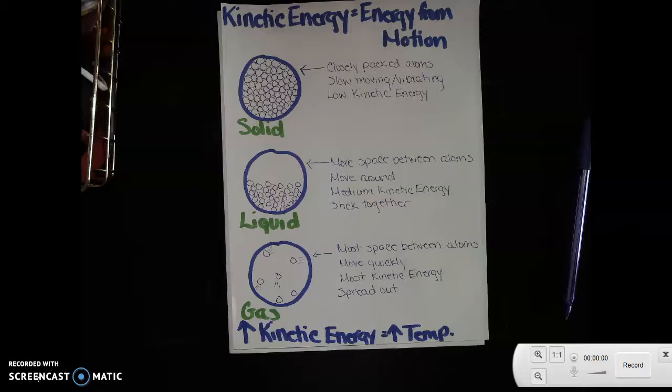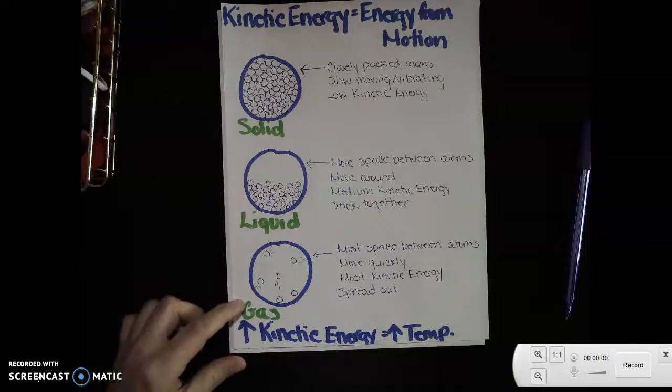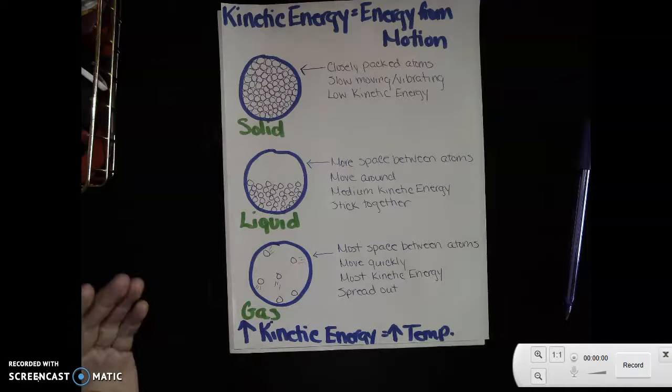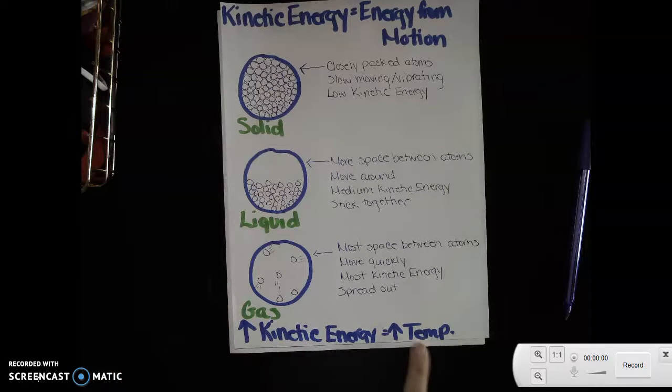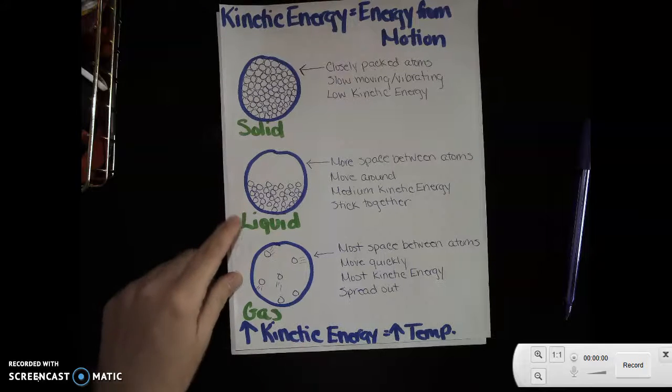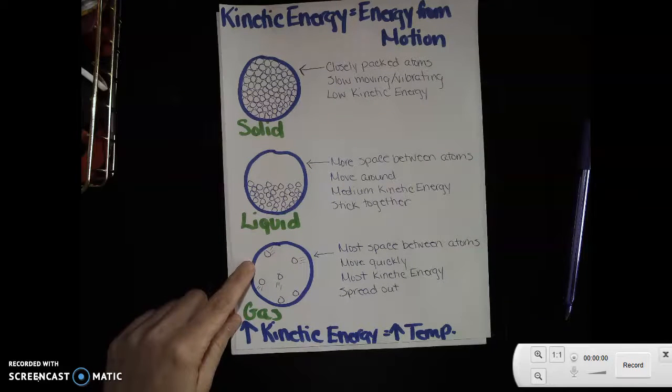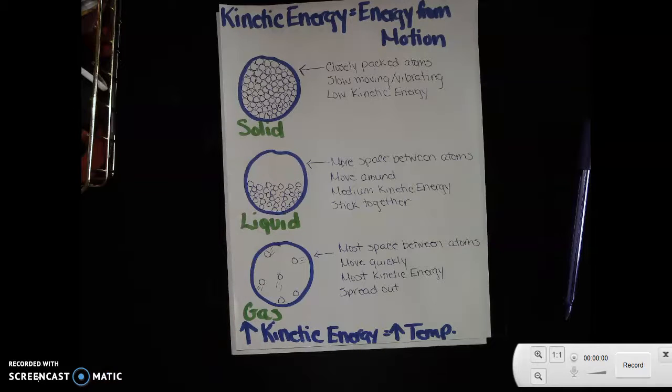The last part of this is that the more kinetic energy something has, the higher the temperature. If you've ever boiled a pot of water, you could put cold water into that pot. As it heats up, it goes from a liquid to a gas. The reason that happens is that heat creates energy that causes motion, and whenever you increase the motion of a liquid, the particles start moving around more, they have more energy, and it becomes a gas.